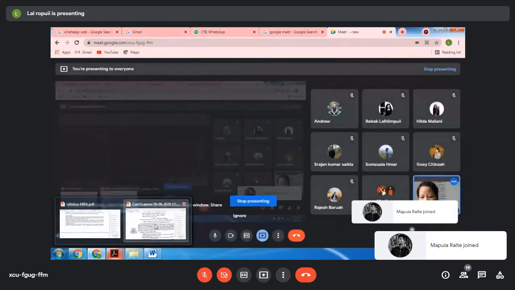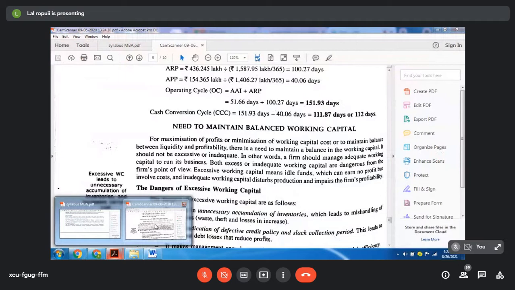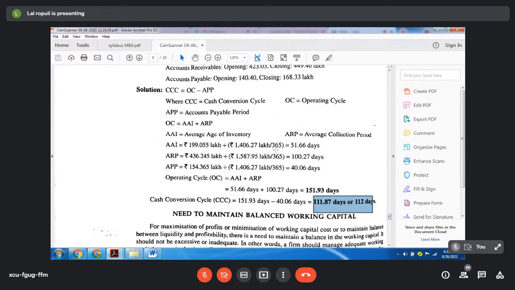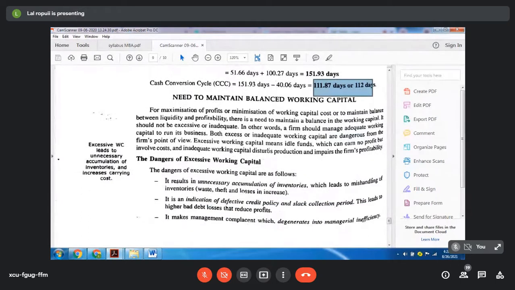Now that is the conversion cycle, because for this company it took 112 days to convert their capital back into cash. If you deduct these days from the 1 year, that is 365 days, you are left with less than 200 days. So for 112 days, your capital is stuck up here. These will help you determine the amount of working capital that you require. That is why there is a need for working capital.